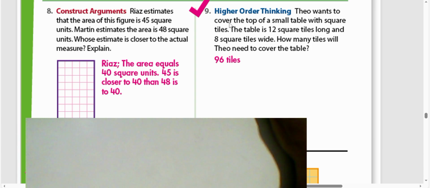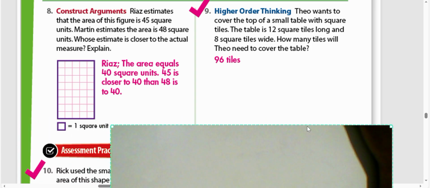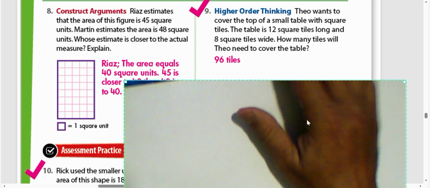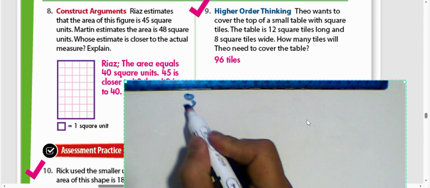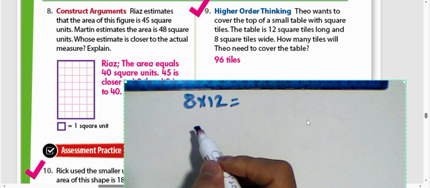Few wants to cover the top of a small table with square tiles. The table is 12 square tiles long and 8 square tiles wide. How many tiles will you need to cover it? The answer will be the product of 12 and 8. You can multiply the two numbers together. Write 8 times 12.